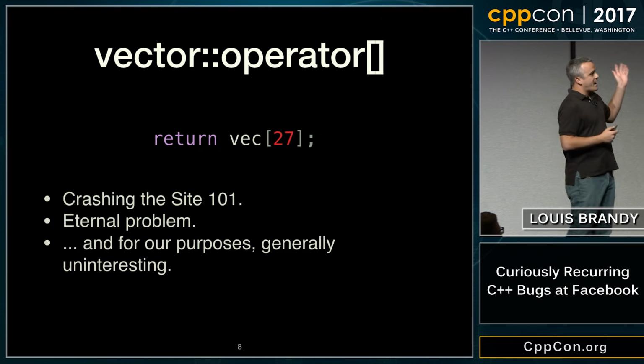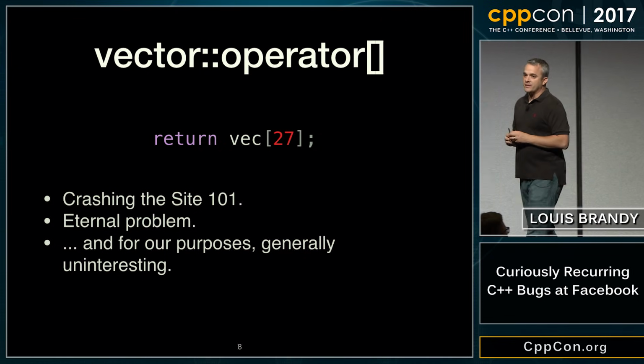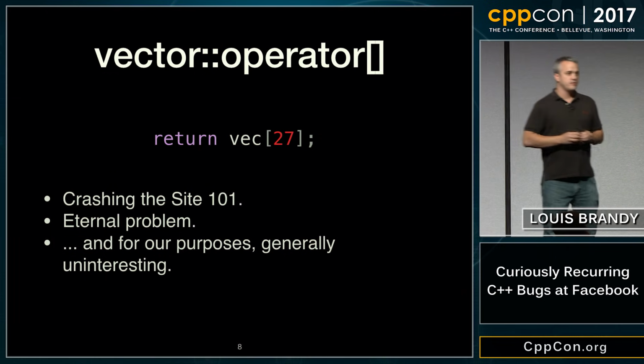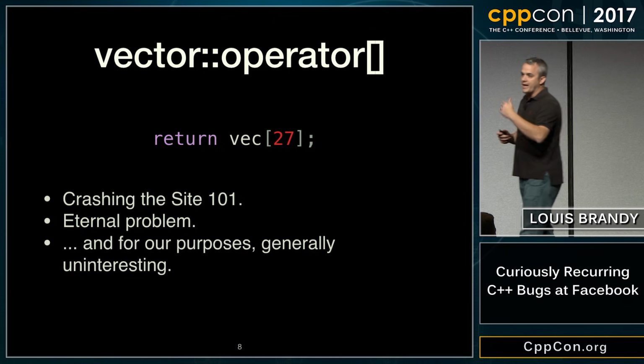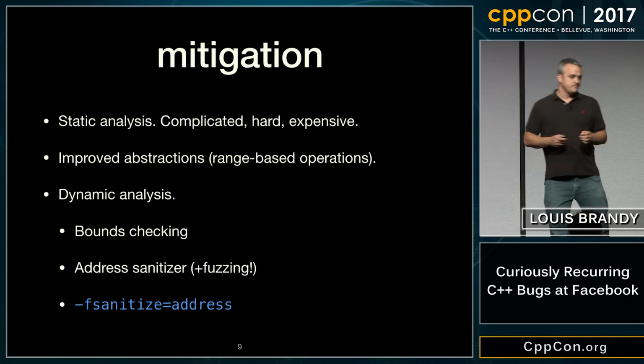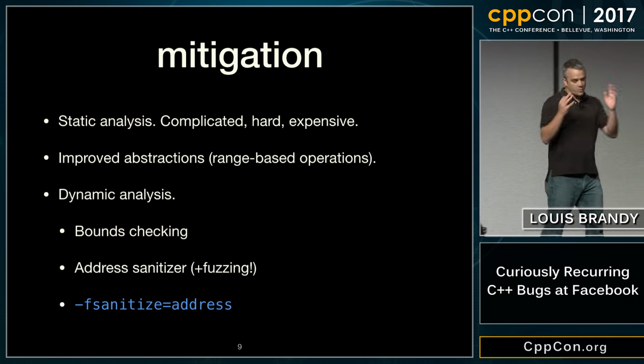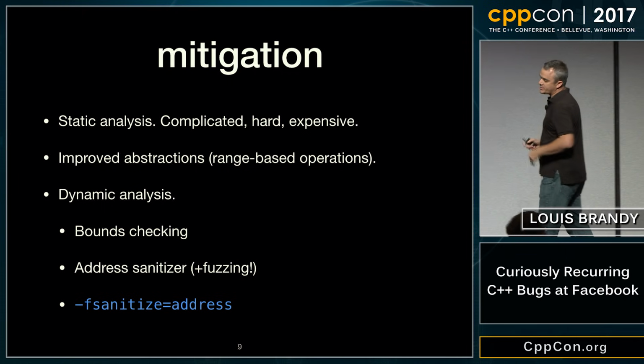So yeah, if you want to crash the site, don't check the bounds of your vector. Start indexing into it. You'll definitely crash the site eventually. Or better yet, iterate through 2 vectors and assume they're the same length, right? So mitigation. We'll practice mitigation. I've declared this uninteresting, but let's talk about it.